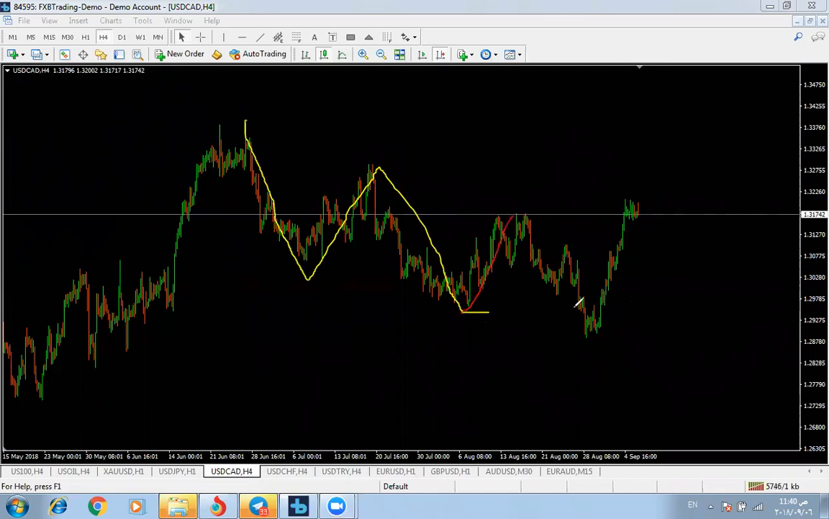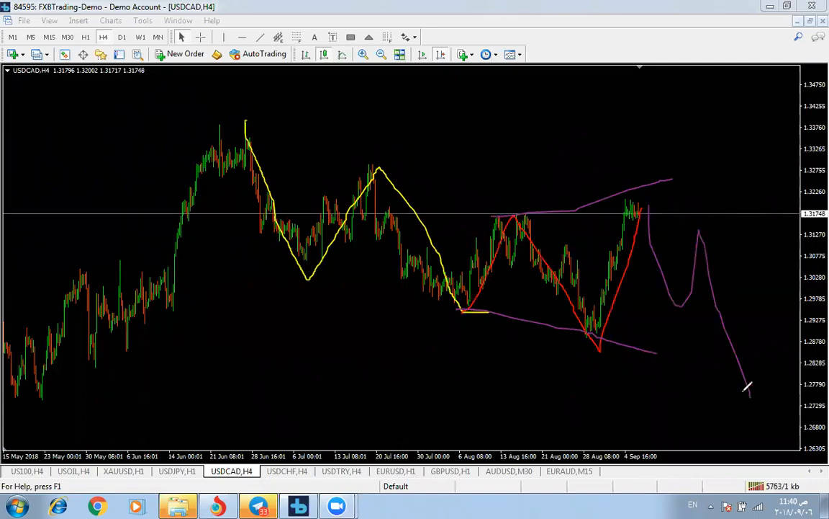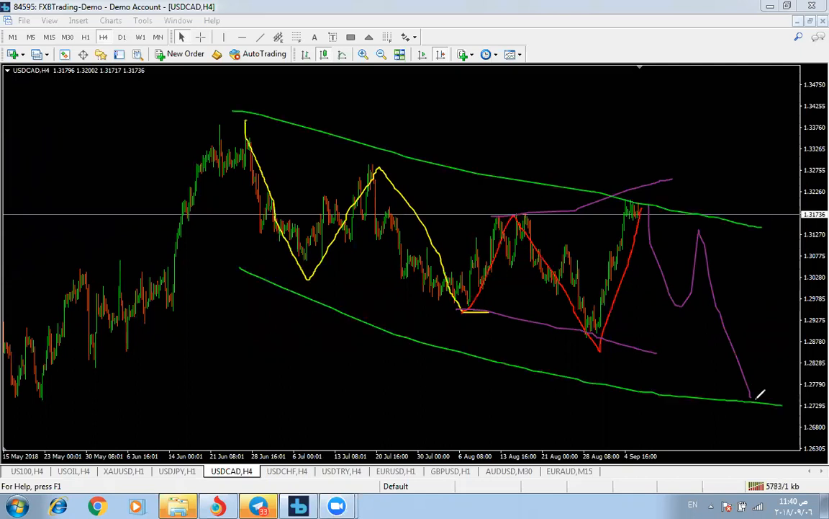This is A, this is B, and this is C, in the form of an expanding diagonal right there. So our next move should be A, B, C to the downside. All the price movement should be confirmed within this channel. So we can short USDCAD from this place to this area very carefully.